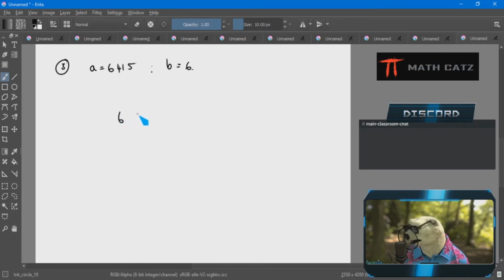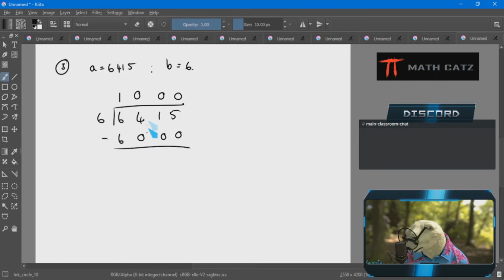So 6,415 inside my house. I divide by 6. Left to right, so thousands first. 6 goes into 6,000 1,000 times. I like these zeros here. 1,000 times 6 is 6,000. So it takes care of that digit completely. And I have 415 left.